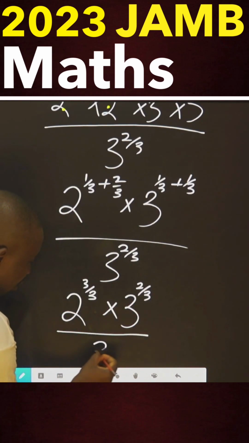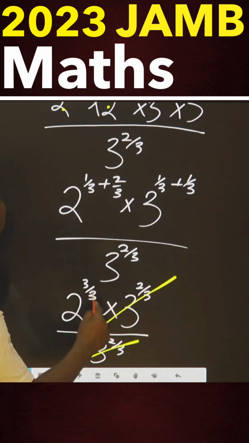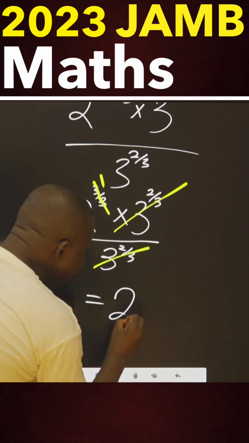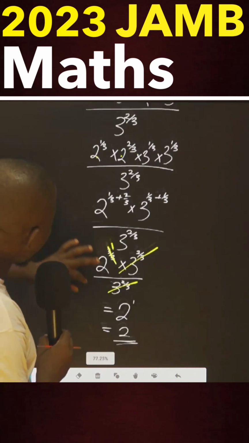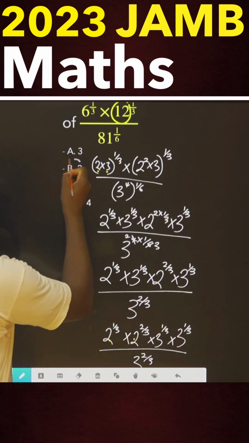All over, this is also what? 2 over 3. As you can see, this and this can just cancel. This cancels this. We have 1. It means at the end of the day, we have 2 raised to power 1, which is 2. The answer is 2. You go back here now, you see that there is an option that says B is 2.